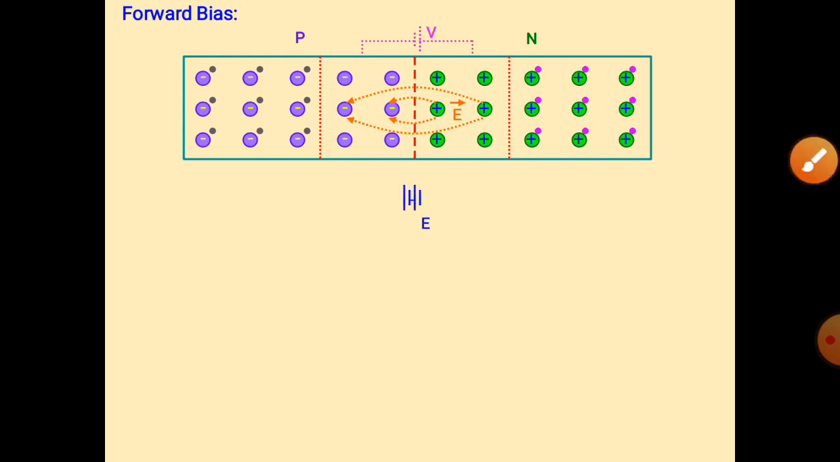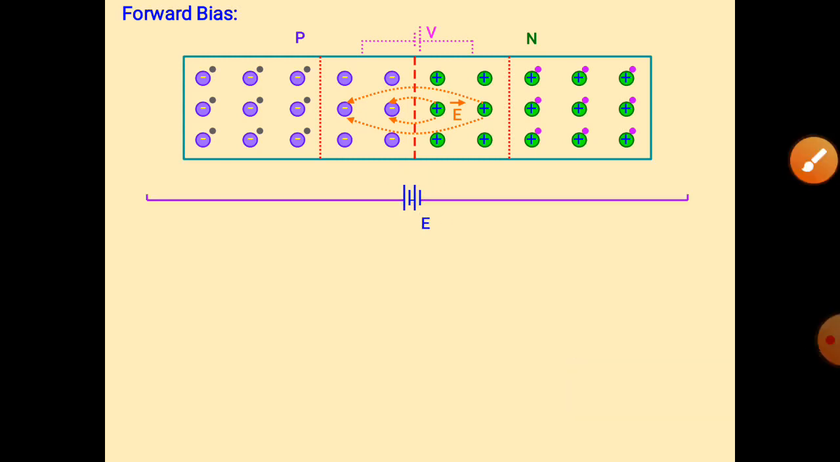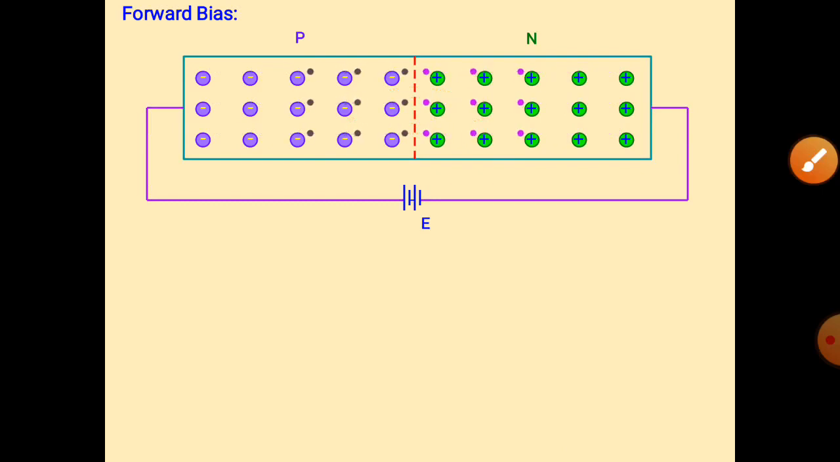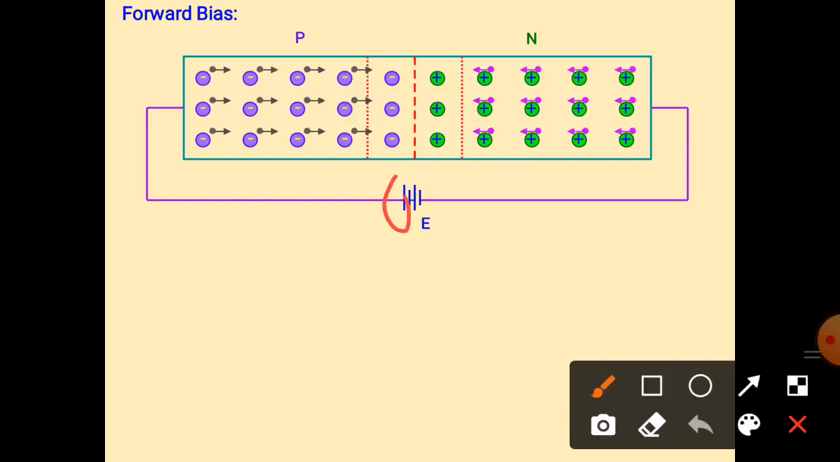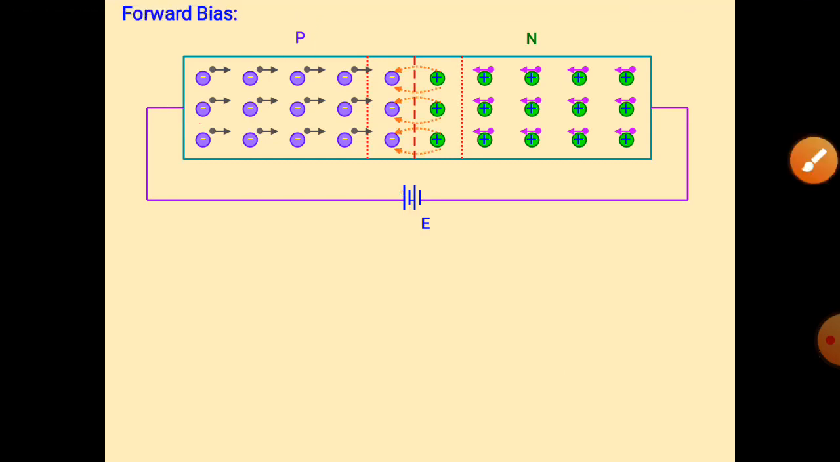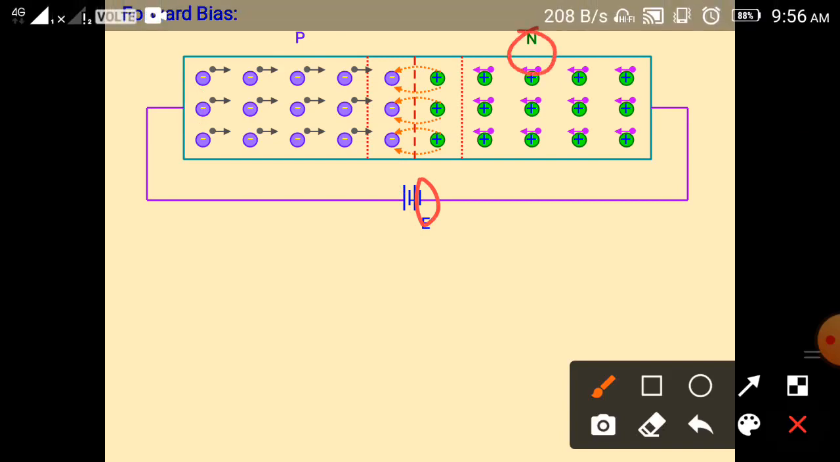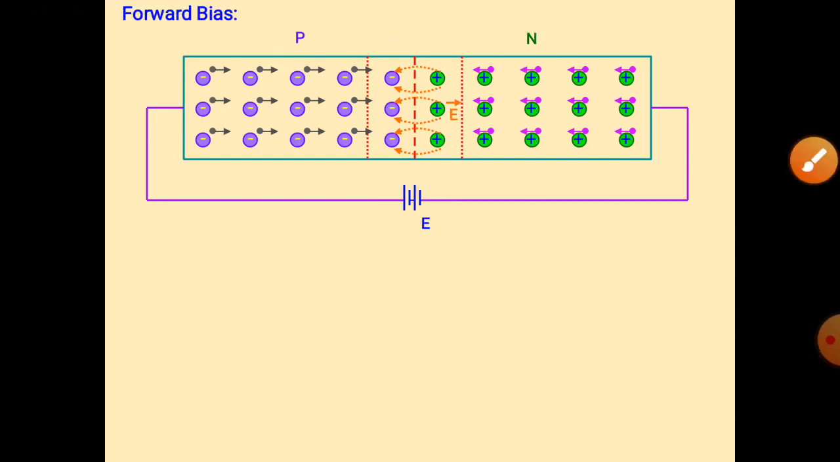Here we have a battery, right? And we can see that the positive terminal connects here with the positive type of semiconductor, and the negative terminal connects with the negative type of semiconductor. So here we have forward bias of the PN junction diode.